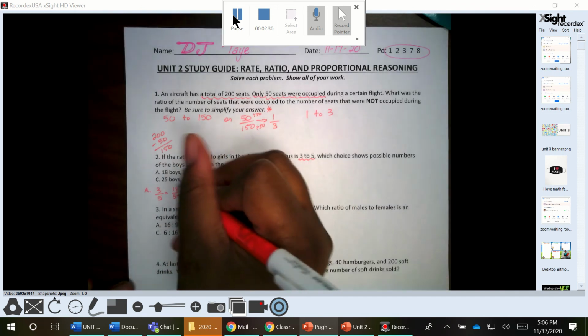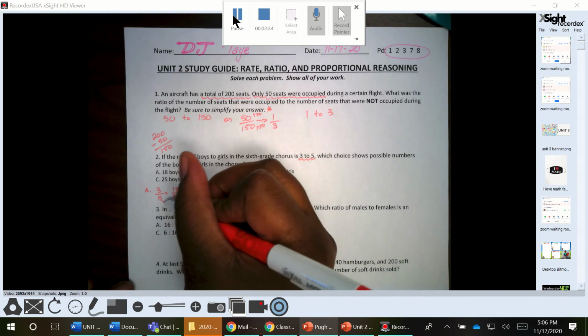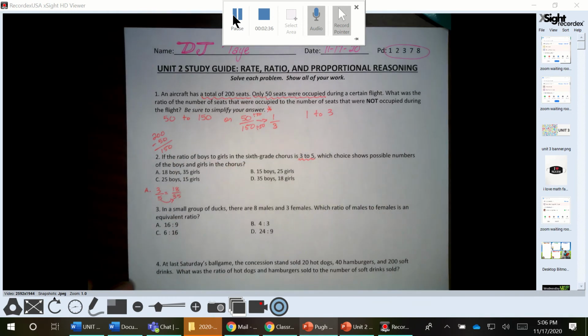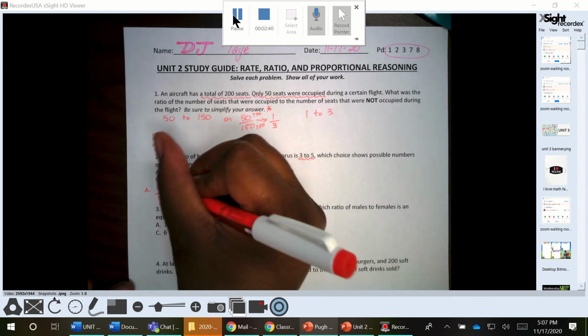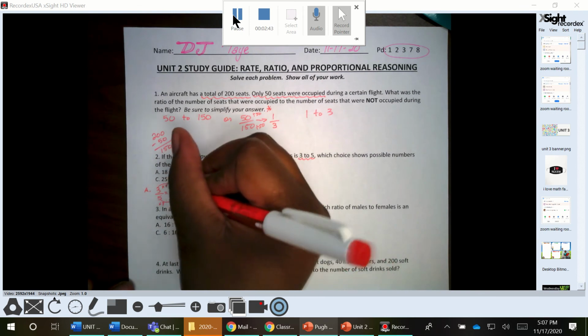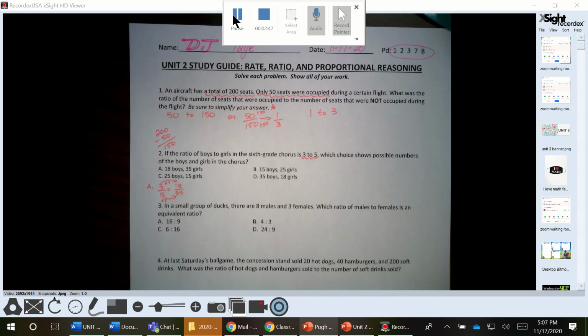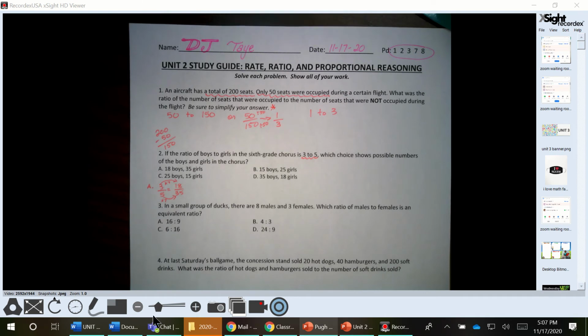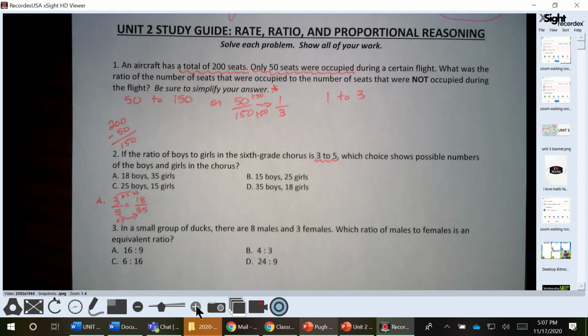So remember, whatever I do to one part of the ratio, I have to do to the other. So down here, I'm going from 5 to 35 by multiplying by 7. So that means up here, I need to also multiply by 7. And 3 times 7 is not 18. So that is not the one. Let's look at another one.